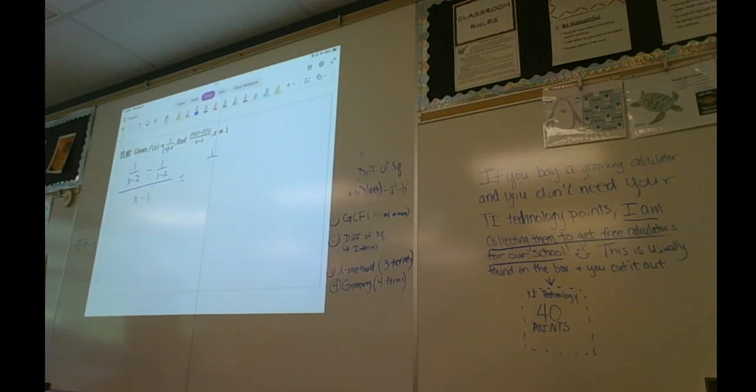This becomes 1 over x minus 2. So this becomes 1 over negative 1. That's just what it simplifies to. And then minus minus becomes a plus. So plus 1 all over x minus 1. The only complex denominator we have is x minus 2.